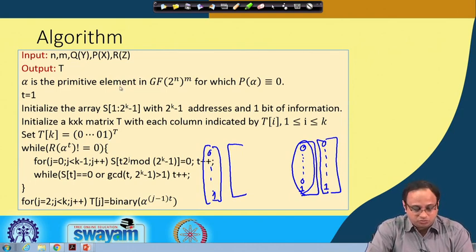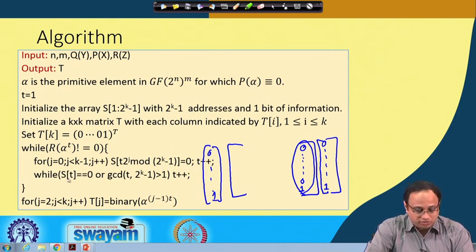Then I calculate R of alpha power of t, and if this is equal to 0, then we are done, and you can break this while loop. If not, then you can immediately strike out some possible values of I by indicating that in the S array as 0.